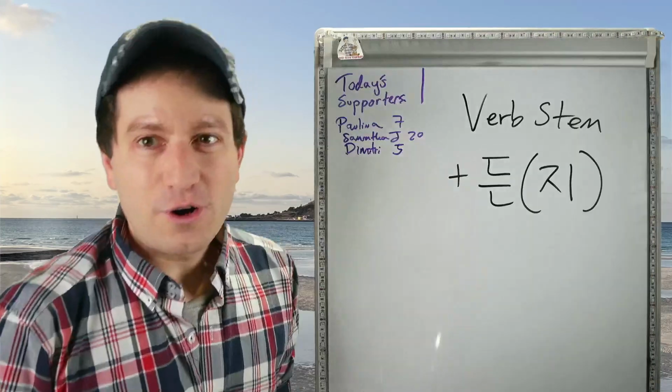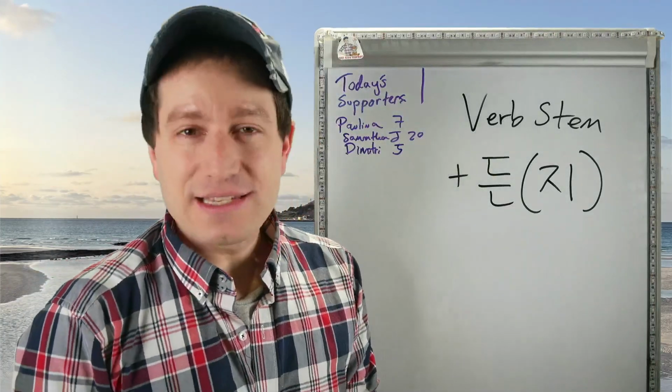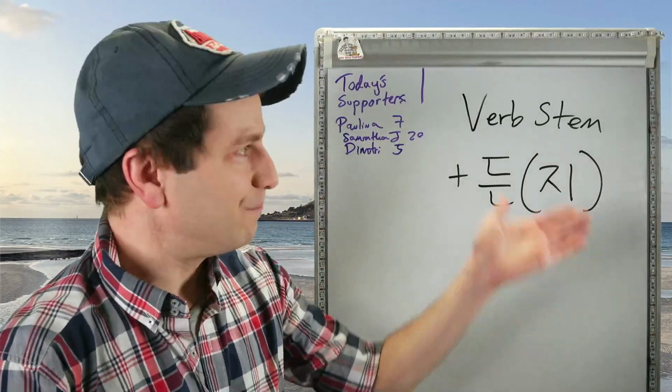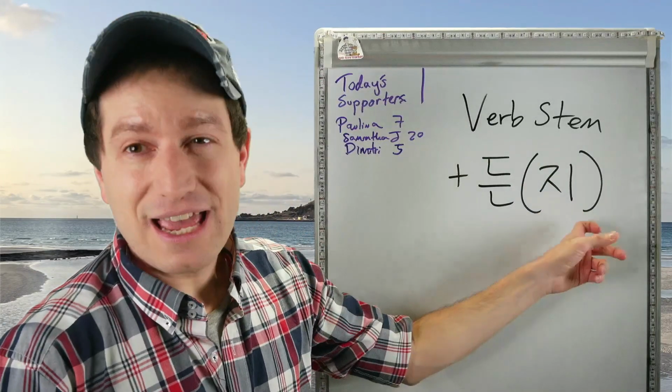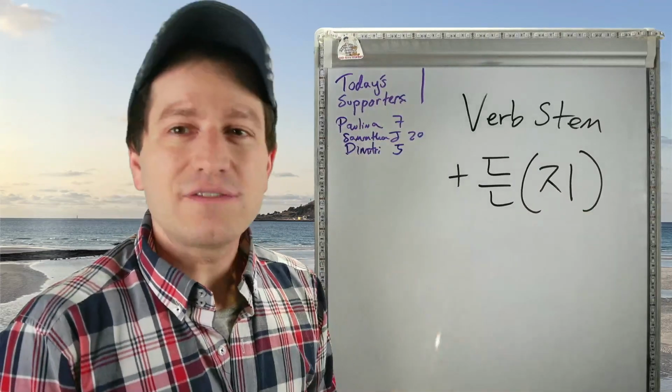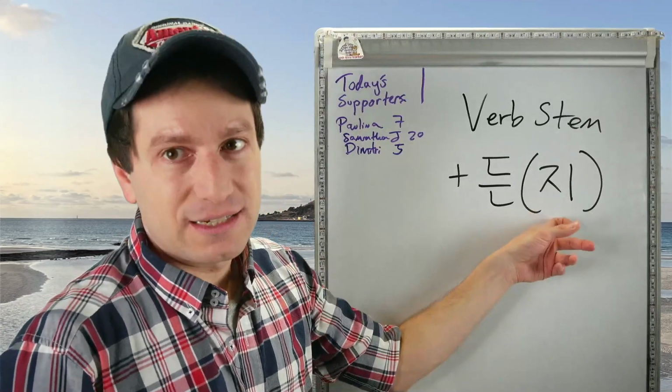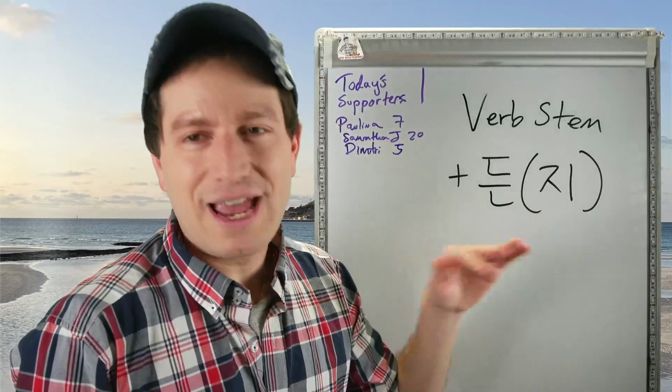Hey everyone! The form we're going to be using today is very easy to conjugate. You just take a verb stem, you attach 든 and optionally 지. Most of the time it'll be 든지, but you can also use 든. They have the same meaning.